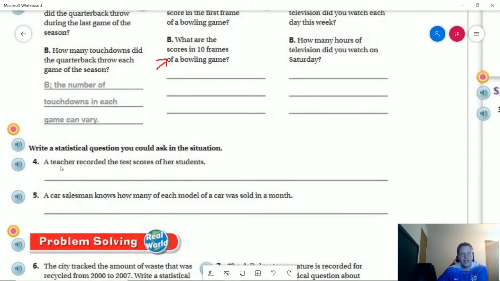So number four, a teacher recorded the test scores of all her students. Write a statistical question that you could ask in this situation. So one of those questions would be, how many of those students scored above a certain grade? And then we have to use all of the test scores to determine the answer to that. If I just wanted to know what was the score that this particular student got, then that's only asking for one piece of information, and that would not be a statistical question for the purposes of what we're working on in this lesson.